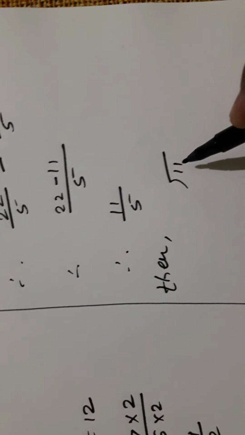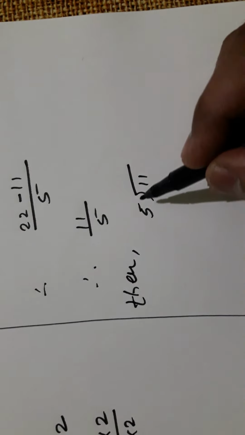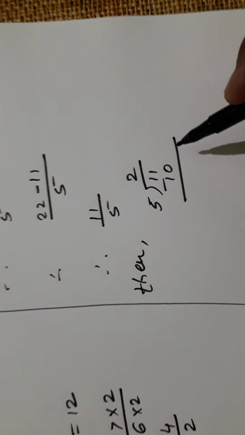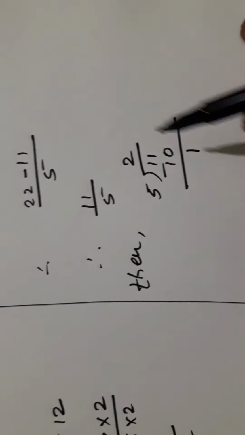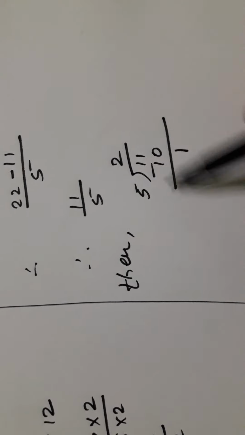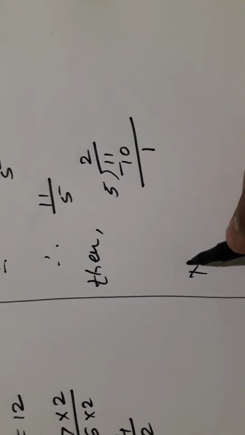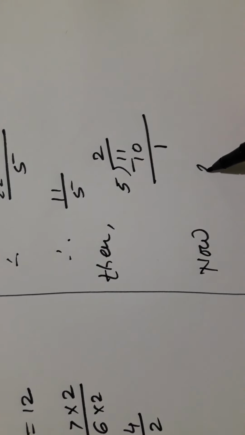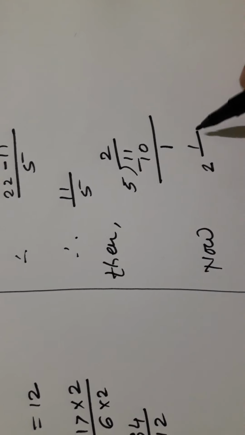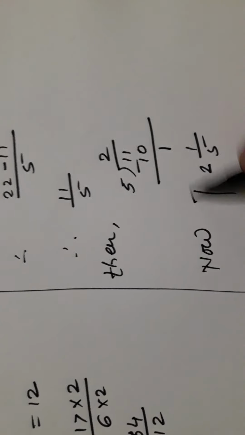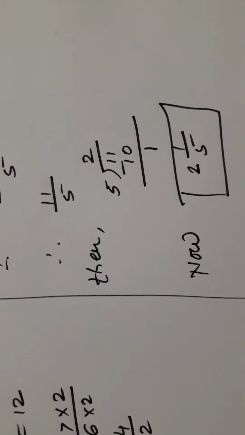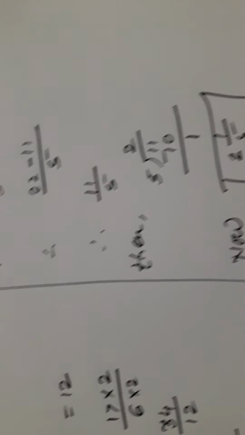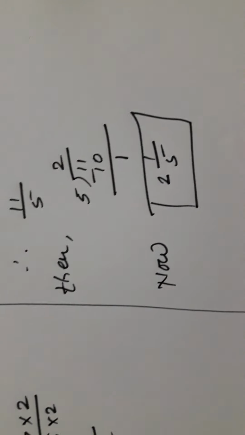We will divide this 11 by 5. 5 2s are 10. 11 minus 10, 1. Quotient 2, remainder 1, divisor 5. Now the answer will be what? First of all write quotient 2, then you write remainder 1 and divisor 5. The subtraction of the given like fractions is 2 and 1 upon 5.